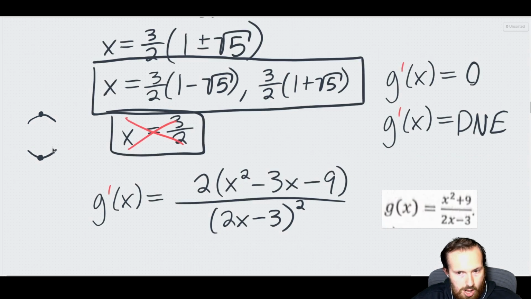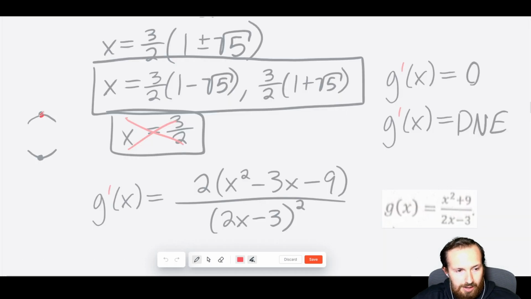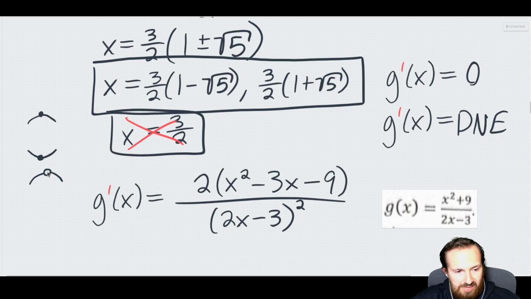So doesn't it make sense that if the function isn't even defined there, so pretend we have a hole rather than a filled in spot, if we have a hole or an asymptote or whatever, it's not possible for it to be a relative max or a relative min? Because in order for it to be a relative max or min, it has to be defined there to begin with. So hopefully that makes sense about why we have to exclude those points when we're looking for the critical points. But yeah, that is an important detail to keep in mind.